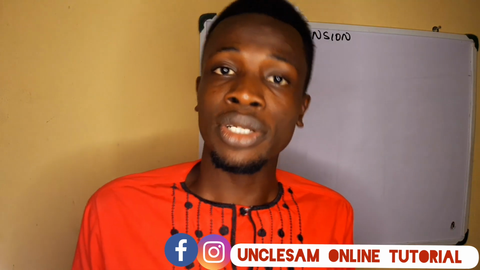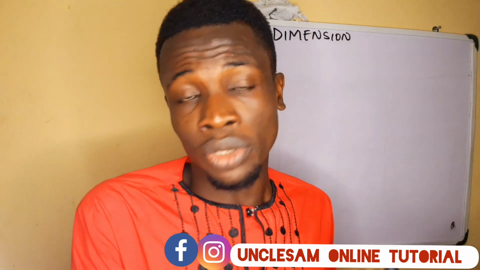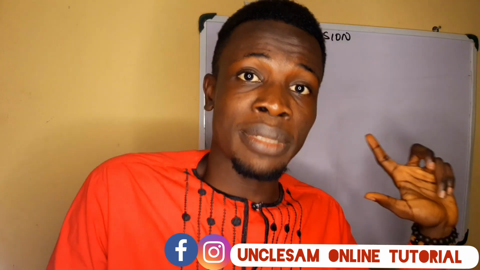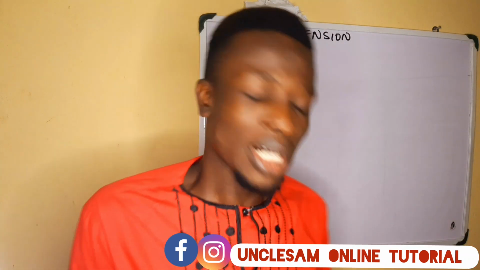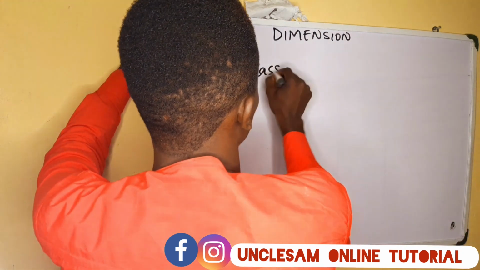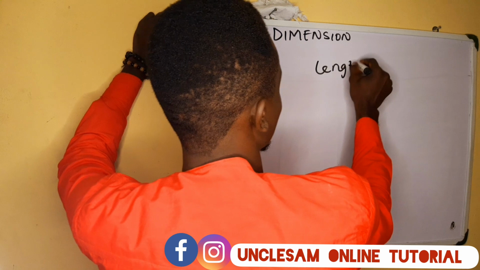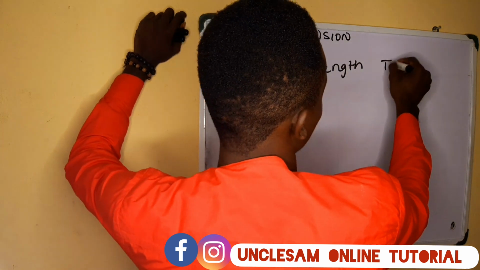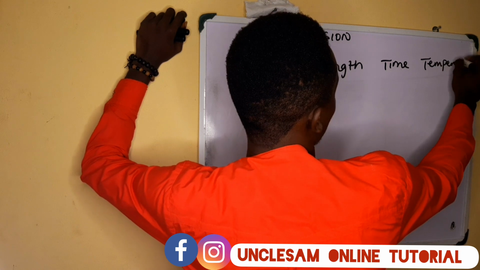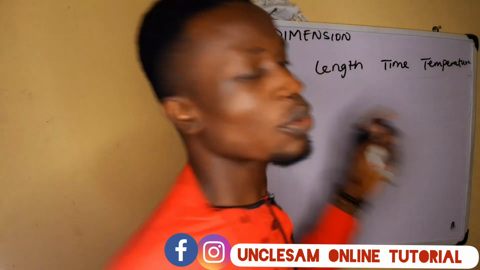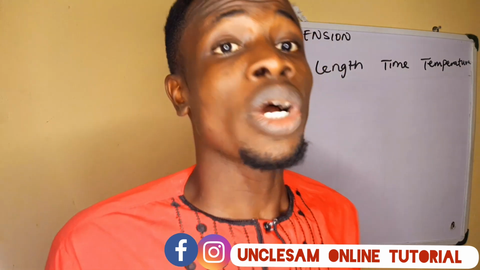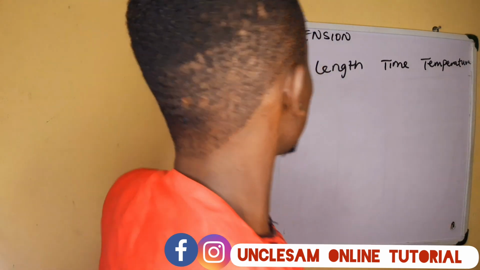Dimensions, in derivation, are gotten from the first letters of all the fundamental quantities that we have. For example, the fundamental quantities that we have are mass, length, time, temperature, and so on and so forth. So these are the ones that are very much rampant in considering dimension. So how do you get the dimensions from these?